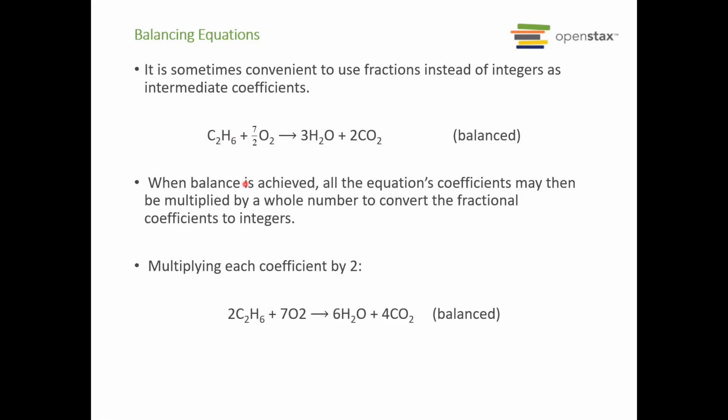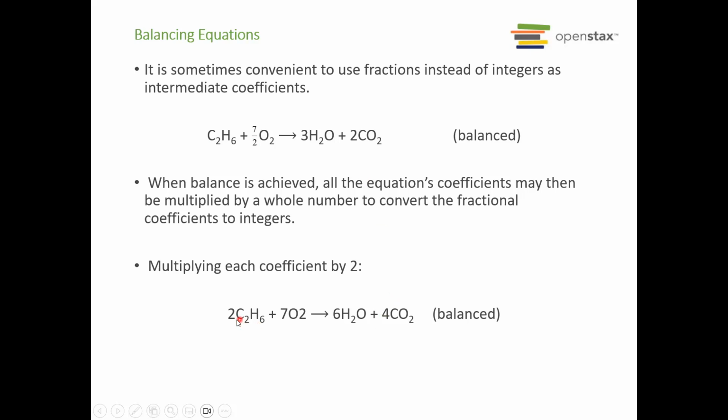because by doing that, that'll make the oxygen coefficient just 7. And then we'll have to scale up everything else to keep it balanced. So we'll wind up with a 2 in front of the ethane, 7 in front of oxygen. So that 2 should be a subscript. It just didn't get put as the tiny 2. We'll wind up with 6 waters instead of 3. We'll wind up with 4 carbon dioxides instead of 2.